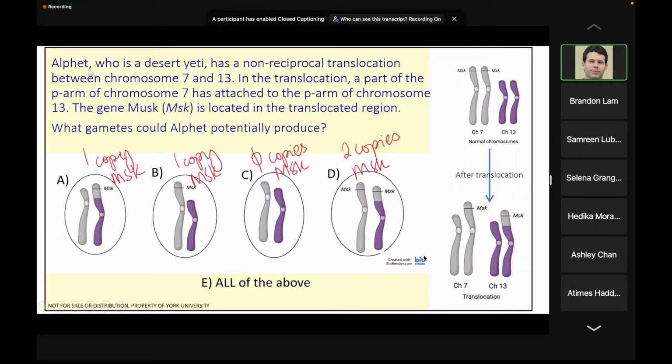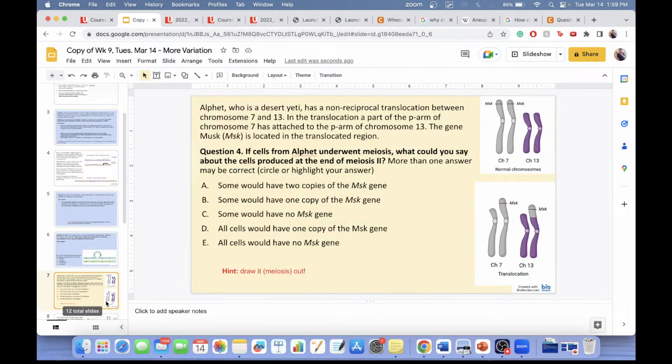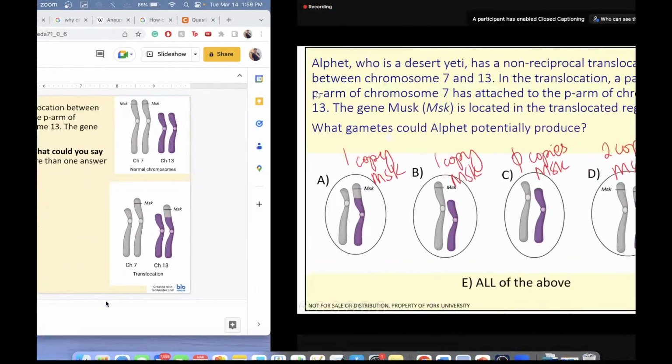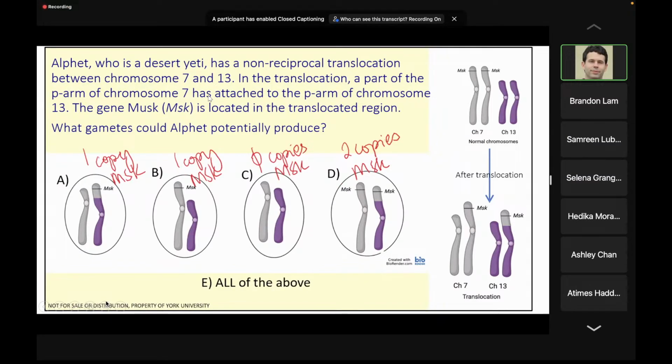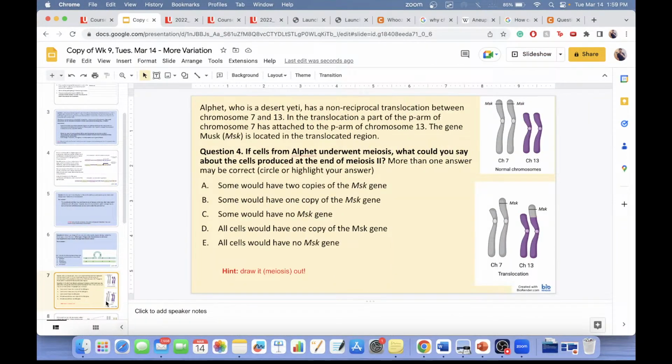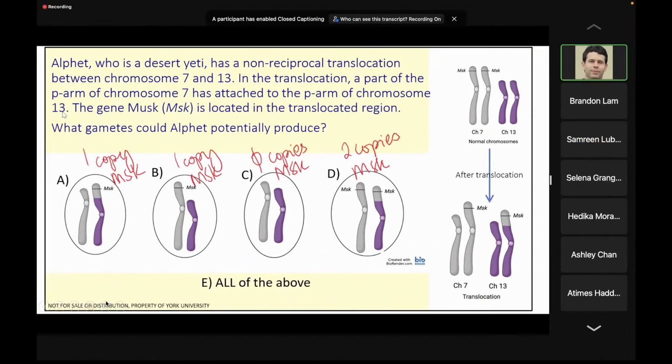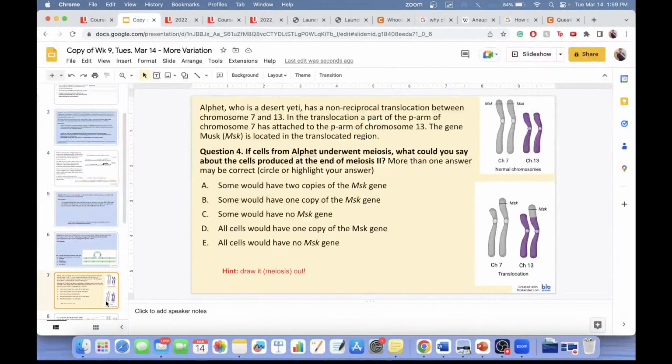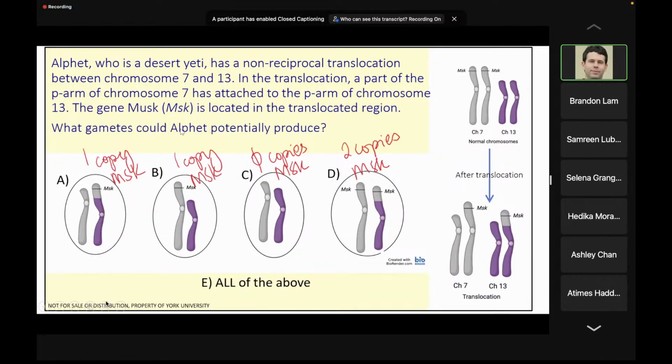Okay, so here's another question you had. Alphet, who's a desert yeti, has a non-reciprocal translocation between chromosome 7 and 13. In the translocation, a part of the P arm of chromosome 7 has attached to the P arm of chromosome 13. So you got a piece of chromosome 7, now it's linked to chromosome 13. Yikes. The gene MSK is located in that translocated region. What gametes could Alphet potentially produce?